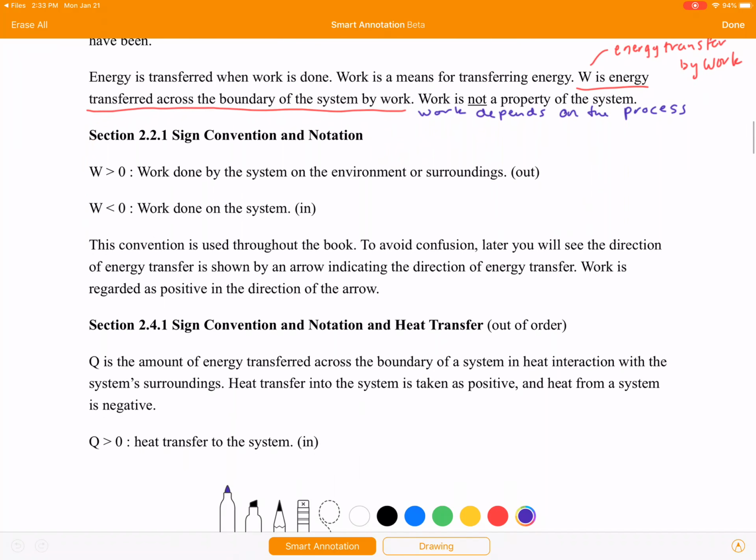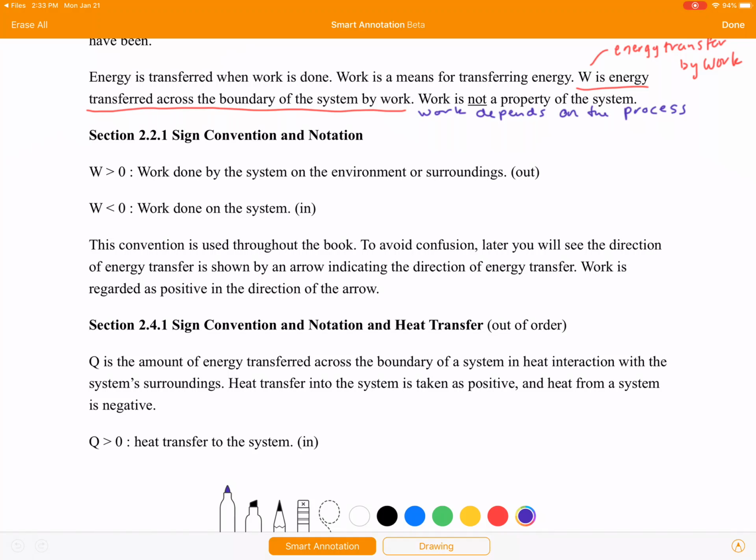The sign convention and notation for work, I can't emphasize enough how important this is, how little bit tricky it is. So write it down. You will definitely have this on your first test, maybe every test that you have. Certainly to do anything from this point forward, this sign convention is very critical to all the work done in this class. So, sign convention and notation for work.